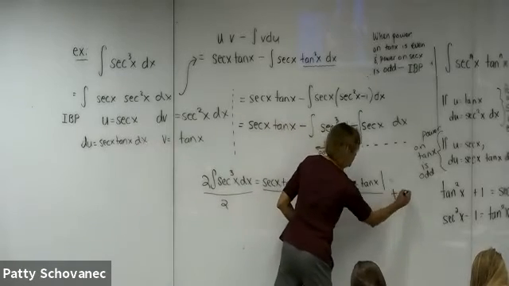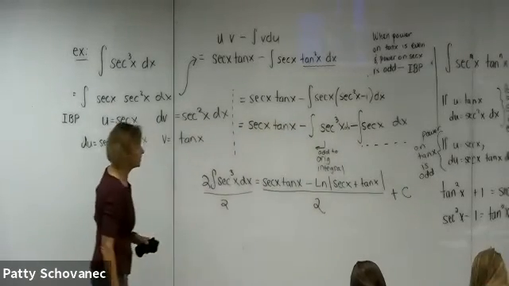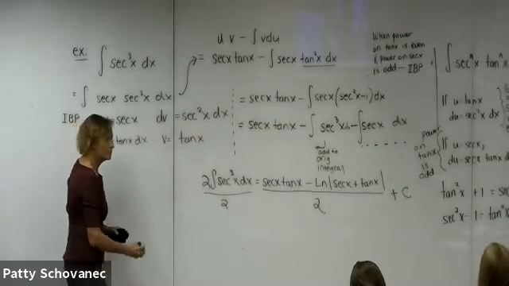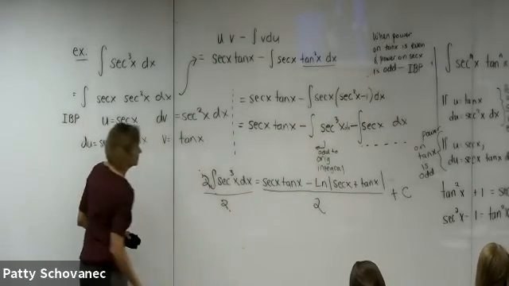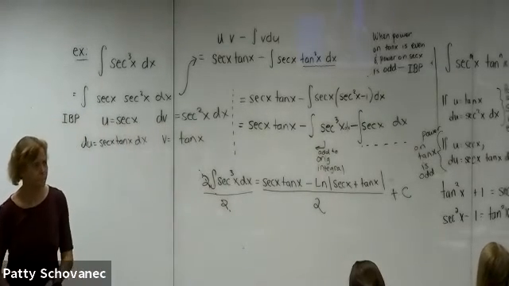You add the c to the entire thing, or you add c to the top? Doesn't matter. C divided by 2 is another c. Figure that out. Okay?